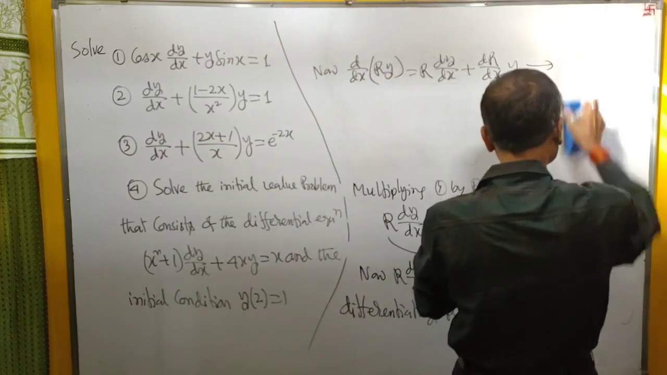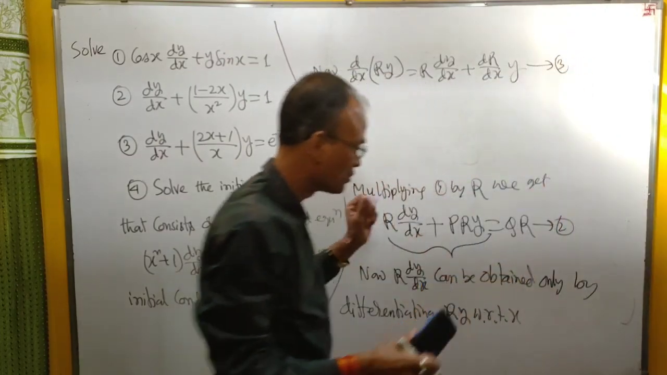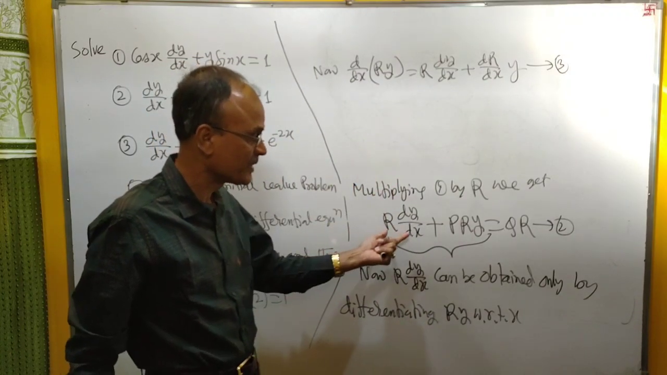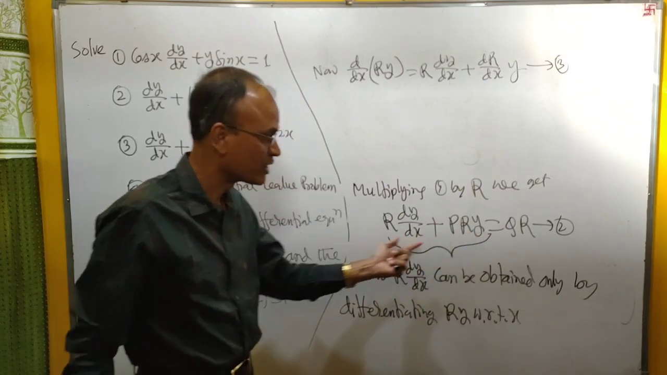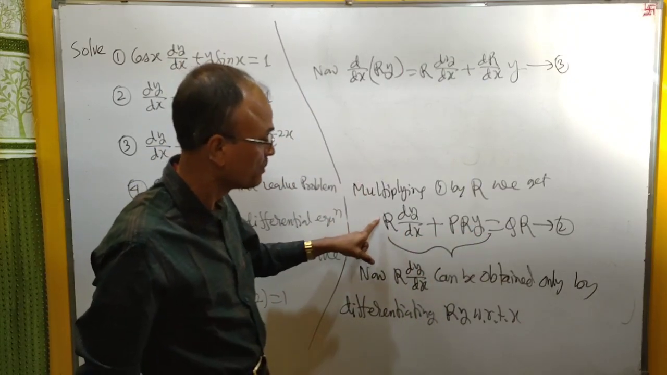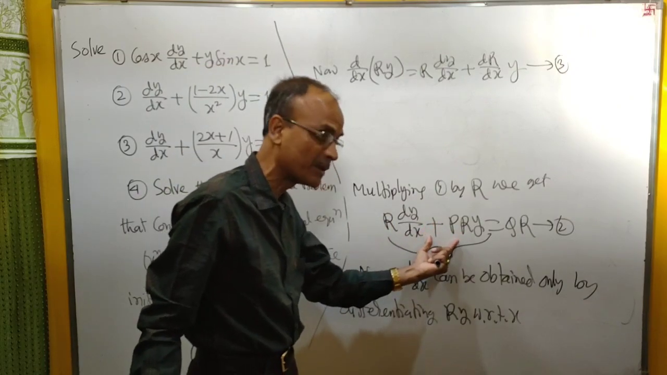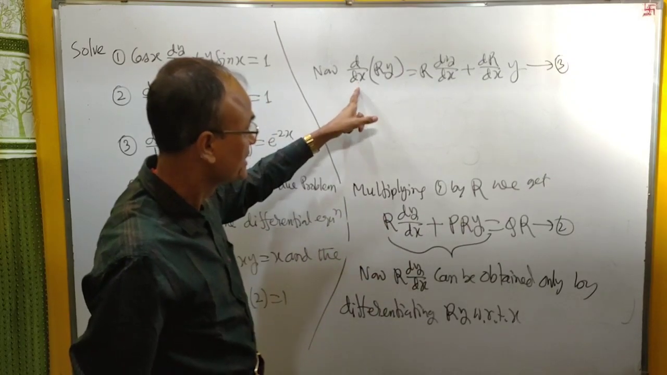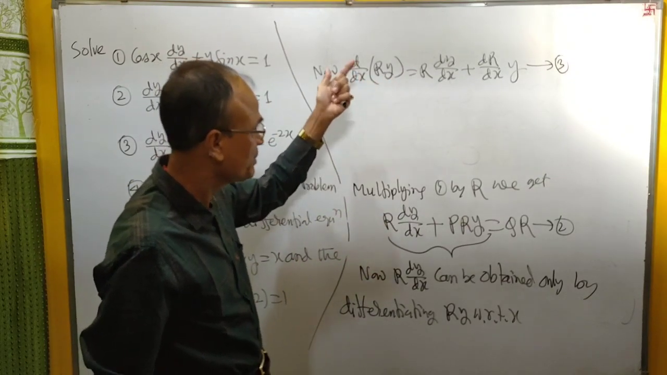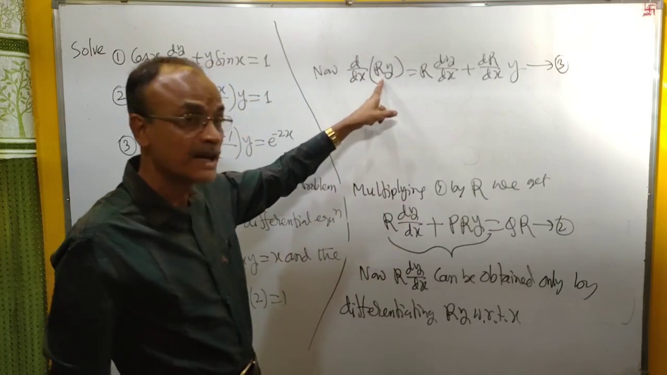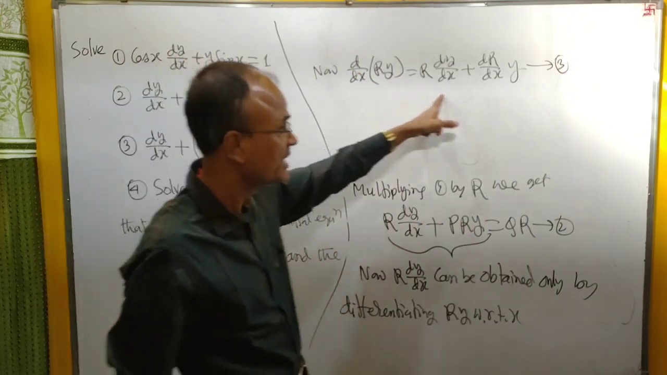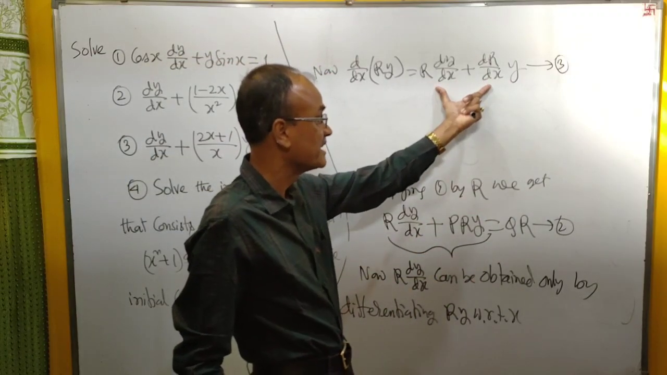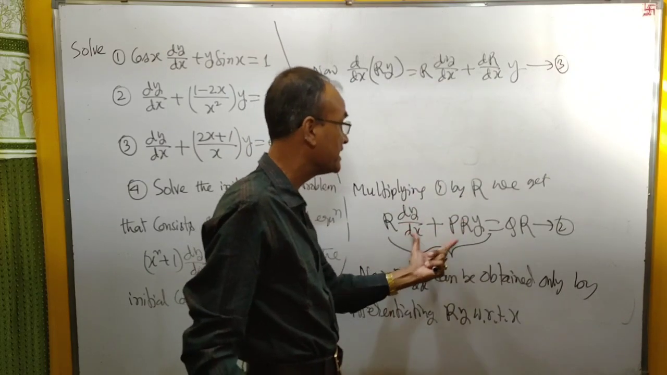Equation number 3. Now, multiplying equation number 1 by r, we got equation number 2. Now the left hand side of equation number 2 is a perfect differential, meaning it is of the form d/dx of r y. Now if you differentiate r y with respect to x, mind that r is a function of x, then you will get this one. So from 2 and 3, you will get this equal to this.